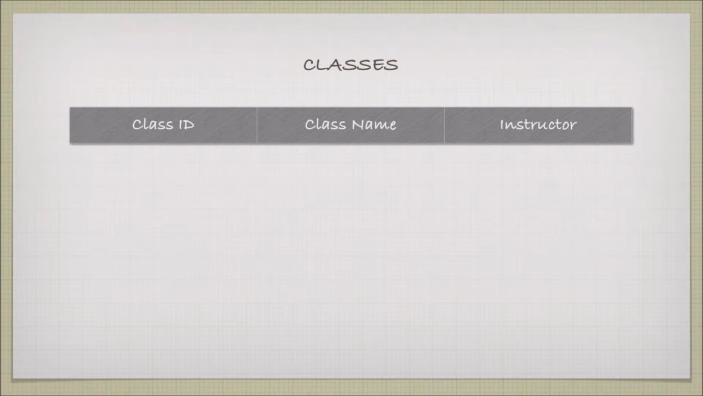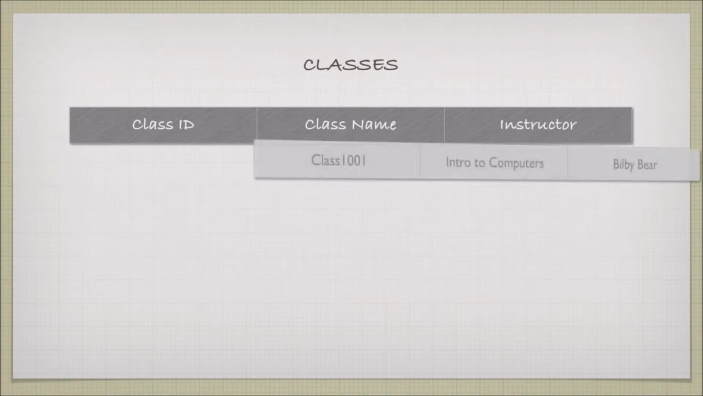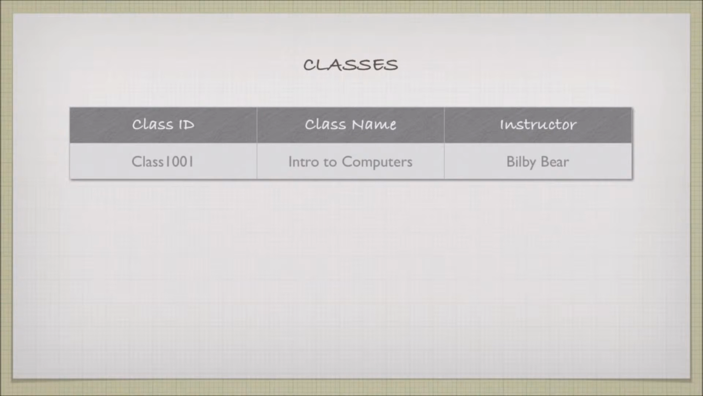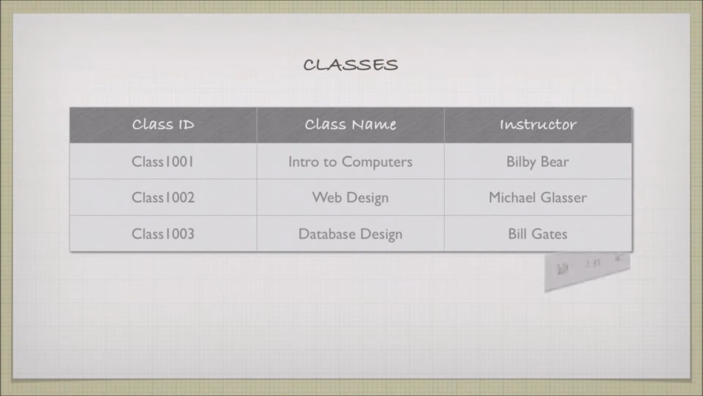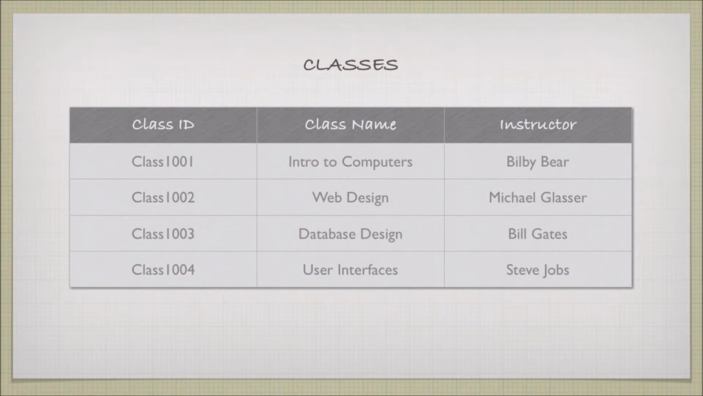Similar idea with classes. If we have a table here with the class ID, the class name, and the instructor, we might have class 1001 Intro to Computers by Bill Bayer, class 1002 Web Design by Michael Glasser, and then class 1003 and class 1004, Database Design and User Interfaces by Bill Gates and Steve Jobs. Again, you could have class names that are the same. One instructor might teach more than one class, or you might have instructors with the same name. But if we look at the class ID, that we can make unique.